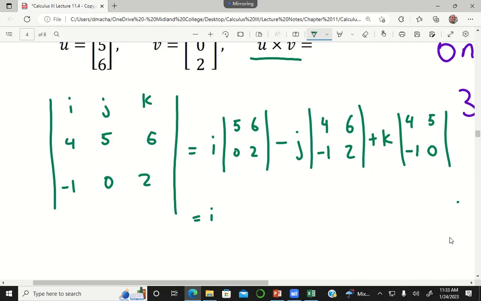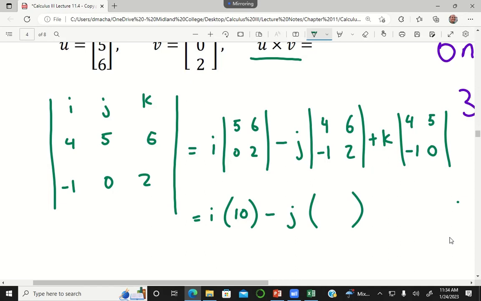So what is the determinant of 5, 6, 0, 2? 2 times 5 minus 6 times 0. So that's going to be 10. Right, 5 times 2 is 10, minus 0 times 6, so minus 0. 10 minus 0. Okay.